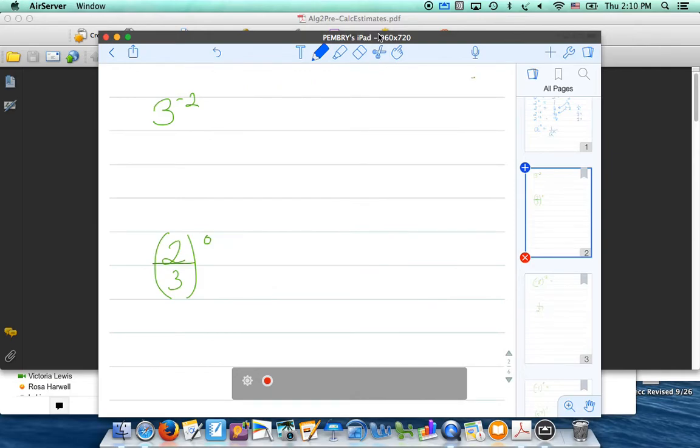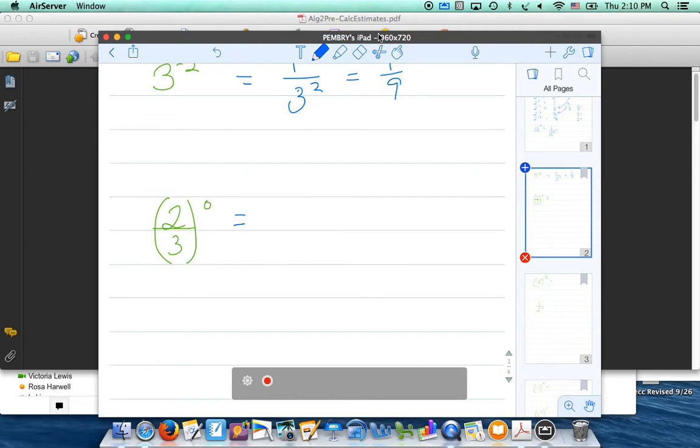3 to the negative 2 would be the same as 1 divided by 3 to the positive 2, or 1/9. Do you remember what 2/3 to the 0 power is? Any number to the 0 power is 1.